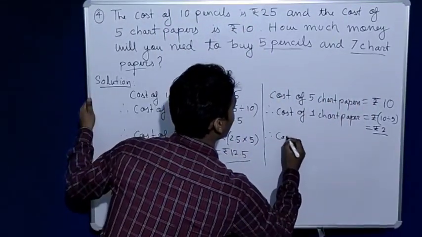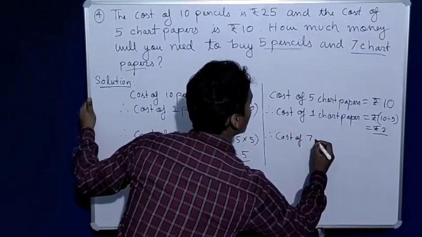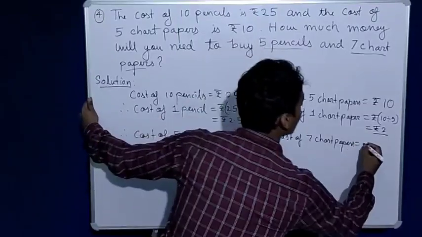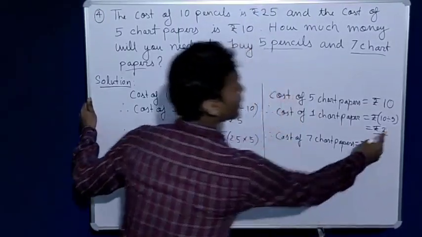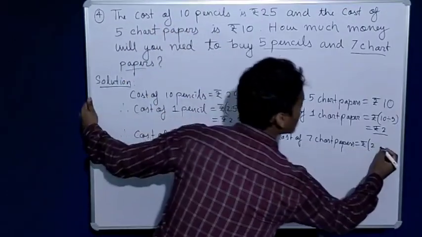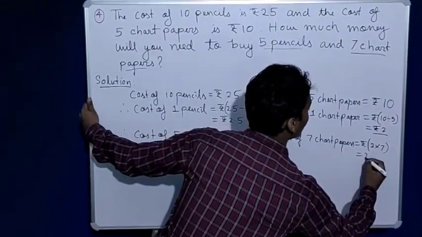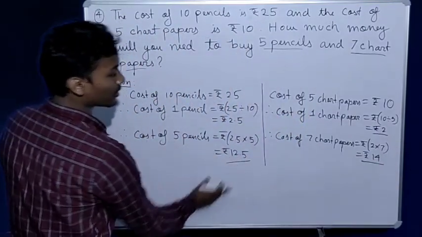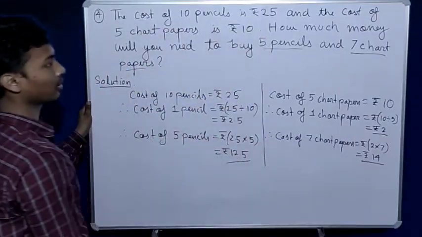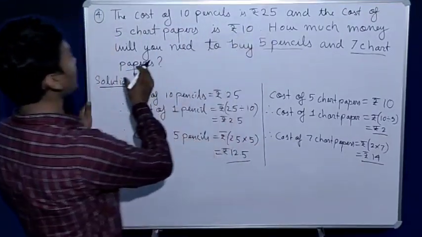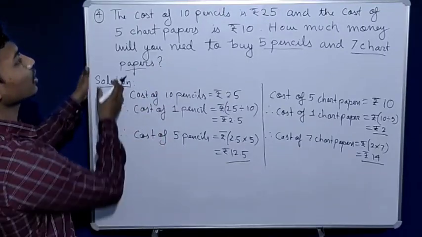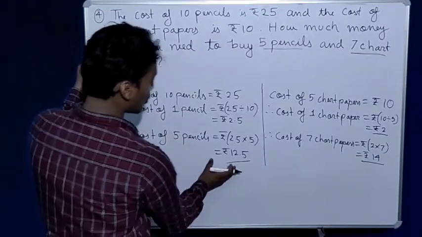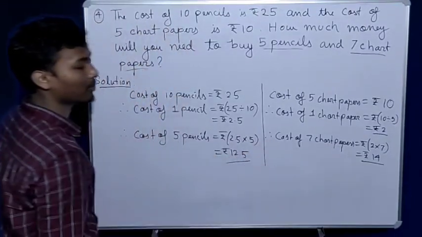So the cost of 7 chart papers will be equal to rupees 2, that is the price of one chart paper, multiplied by 7 chart papers. That will give you rupees 14. So you have got the cost of 5 pencils and the cost of 7 chart papers. Now you have to find how much money he will need, right? How much money will we need to buy 5 pencils and 7 chart papers? So we'll add the cost of 5 pencils and the cost of 7 chart papers together.